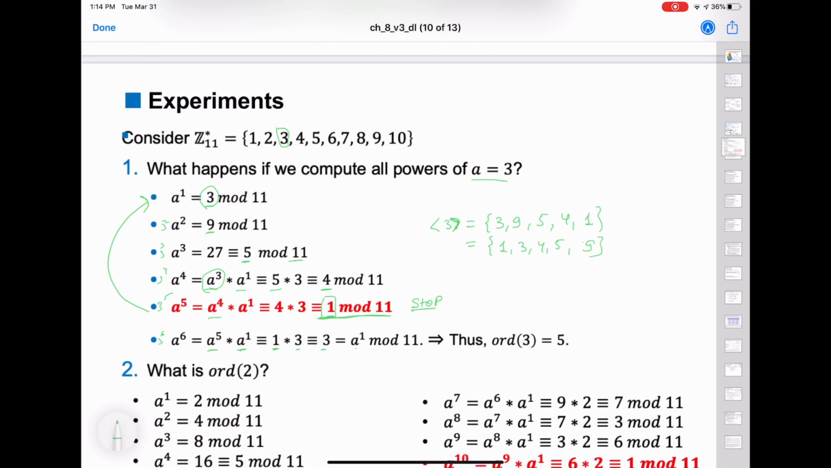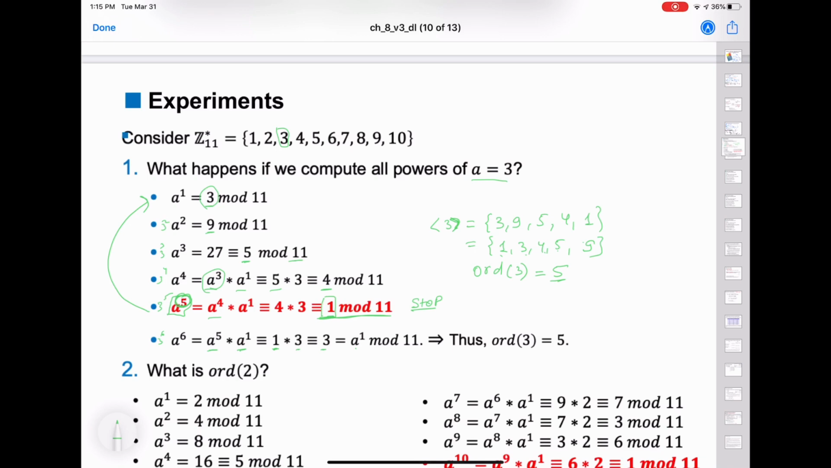And how many elements does it generate? 1, 2, 3, 4, 5. I will call this the order of 3. This means how many elements it generates. It generates 5 elements. Why did it generate 5 elements? Because it stops, 3 to the power of 5 equals 1. As soon as it stops, this gives you the order. This 5 is the order. You don't have to list them.